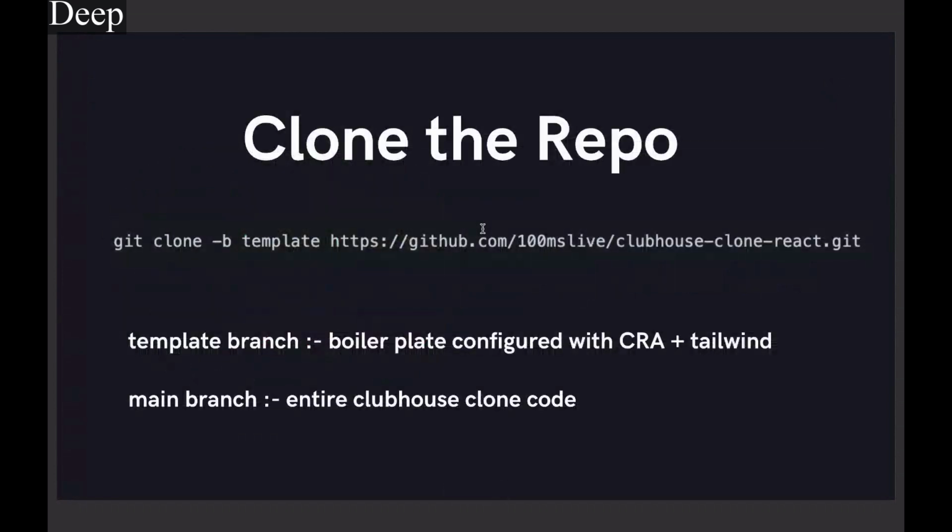So the first thing that you want to do is clone this repo. The link will be in our description. This is basically a boilerplate repository for getting started quickly, to make my life and your life easier. It has 2 branches. The first one is the template branch, which is the boilerplate configured with create React app plus Tailwind. We are using Tailwind as our styling solution here, but we won't be using it that much because all our components already have the utility classes added. The main branch is your entire Clubhouse clone code, and if you want to skip all these things and just want the code, then just clone the main branch.